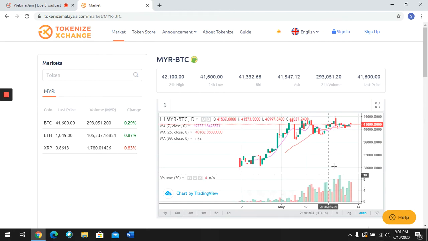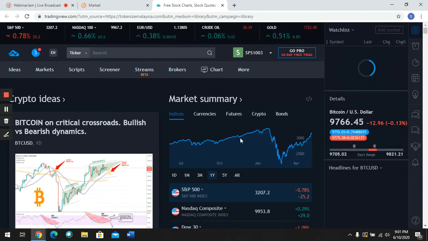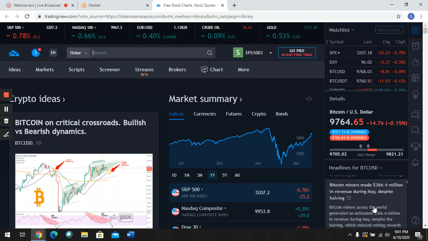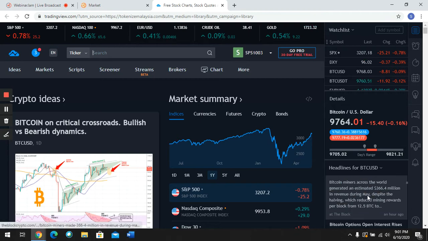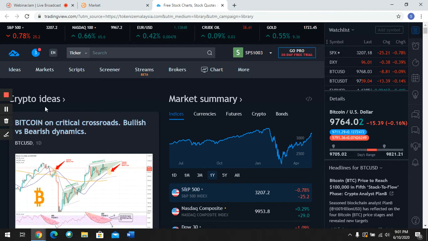This is how our platform looks. We have the 24 hours low, 24 hours high, bid, ask, 24 hours volume, and last price. All these are based on Ringgit Malaysia. What I want you guys to do now is click on Trading View. We have Trading View in our platform so that you have better knowledge of what's happening to digital assets. We have all the headlines available here, a lot of good studies and write-ups as well. To go deeper into technical analysis, we have crypto ideas here.